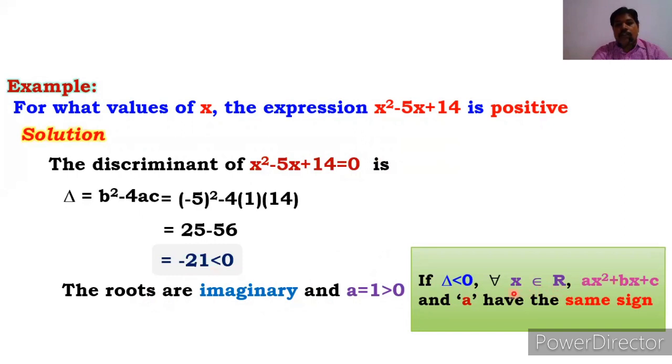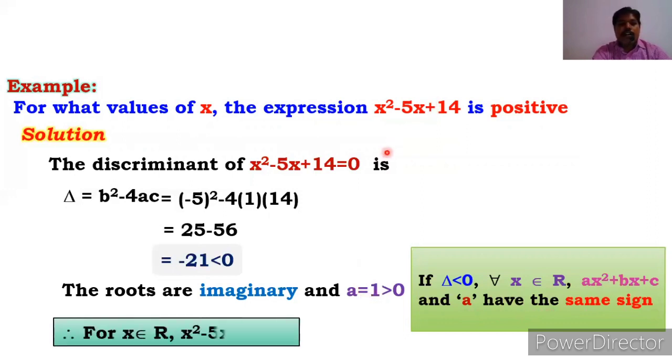So if delta is less than 0, for all x belonging to R, for all real numbers, ax square plus bx plus c and a both have the same sign. Since a is already positive, automatically for all x belonging to R the expression is positive. Do you understand, students, the use of this? They give the expression and ask when it is positive. For all real numbers it is positive. You can take any real number and substitute it, and you will get only a positive value.